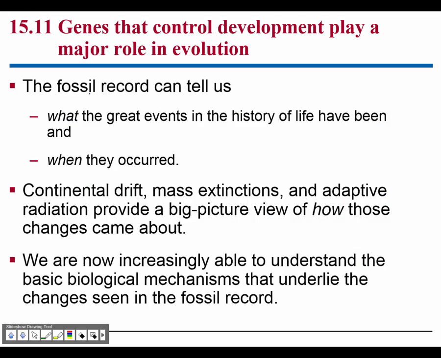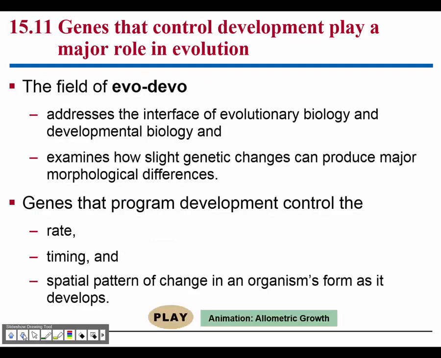So if we look at the fossil record, it can tell us when all these events occurred, and some really cool things, like what the great events were and when they occurred. Continental drift, that's a big event. Mass extinctions, adaptive radiation, they all provide the big picture view of how those things come about. And so now we're able to understand these mechanisms that can describe the changes we see in the fossil record. We can understand that macroevolution.